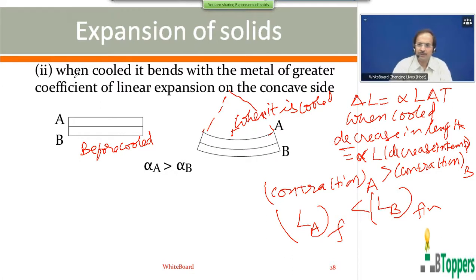So I will read the conclusion that is shown on the screen here. When cooled, it bends with the metal of greater coefficient of linear expansion on the concave side. So this is the concave side in the figure. If you want to copy the notes, you can pause and copy the notes.